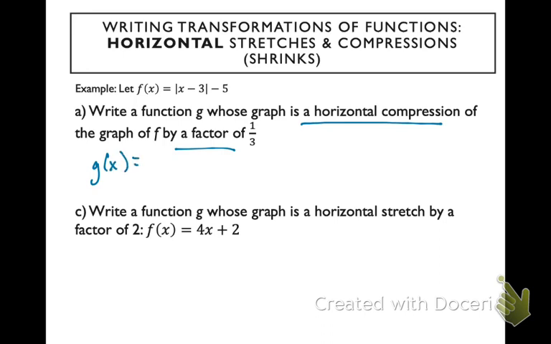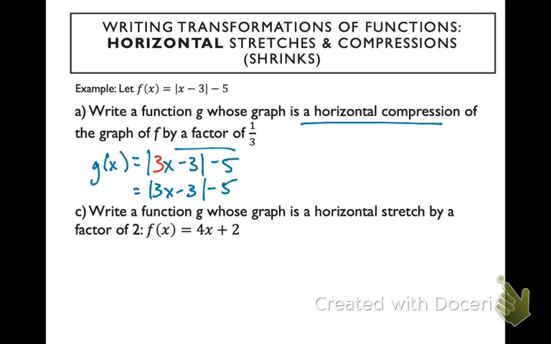So with horizontal shrinks and stretches, we multiply by the reciprocal. So if it is a shrink or a compression, we're going to multiply the 1/3 by 3. And we're just focusing on the input, which is x. So I only take that 3 times my x value. I do not multiply it through any other part of the equation. And simplified, it's the square root, the absolute value of 3x minus 3 minus 5.